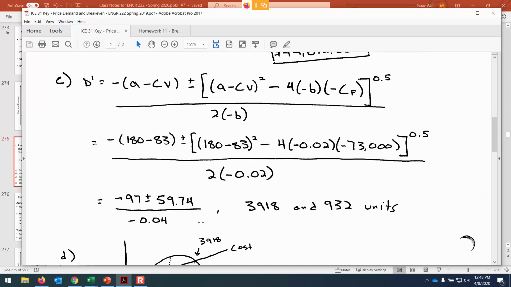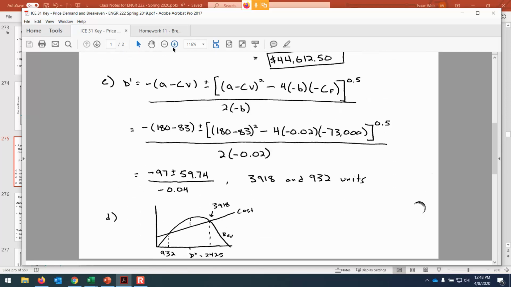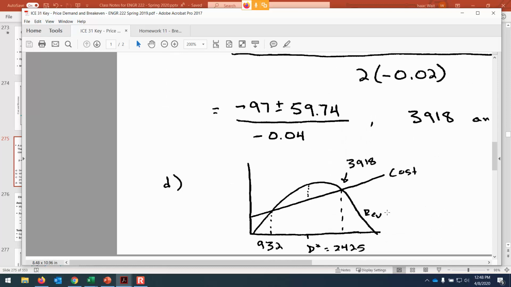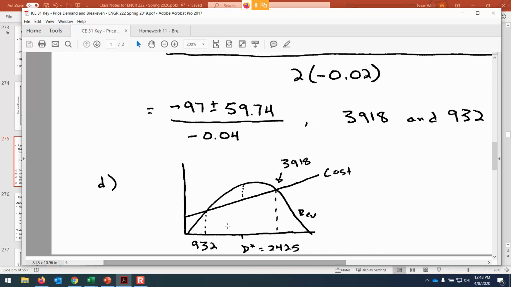So if we create a figure that just illustrates that, let me zoom in a little bit so you can see. I've just put the typical curve where we have this parabolic shape, and then our total cost curve, which has an intercept that corresponds to the fixed costs, and then the increasing slope of the line corresponds to our variable costs. And so I've identified the D star, which is maximum profit, the first break-even point of 932, and our final break-even point of 3918.